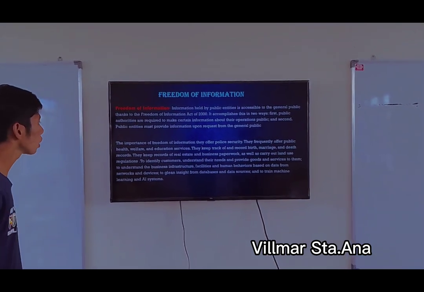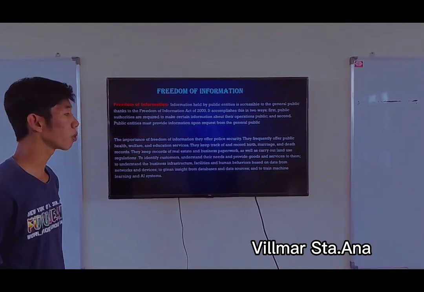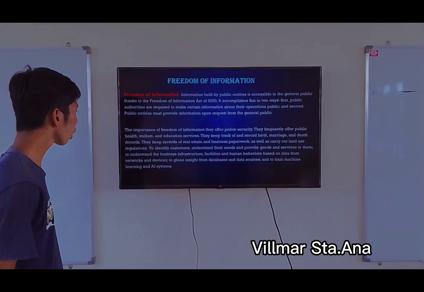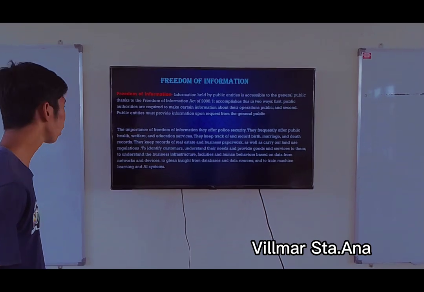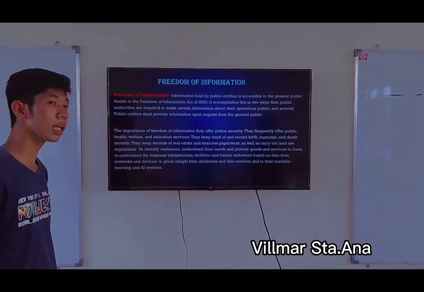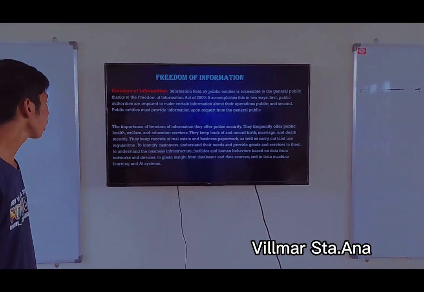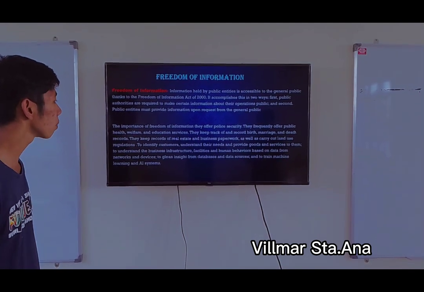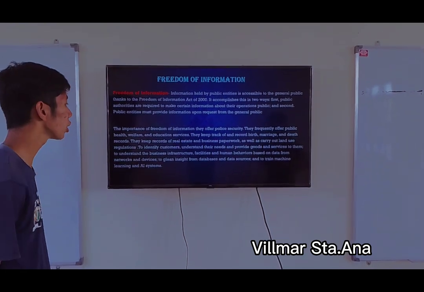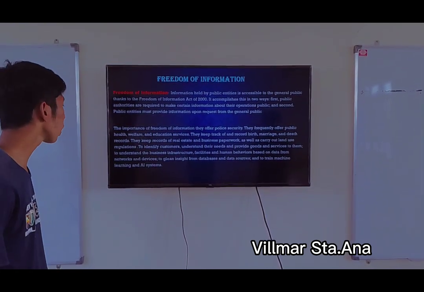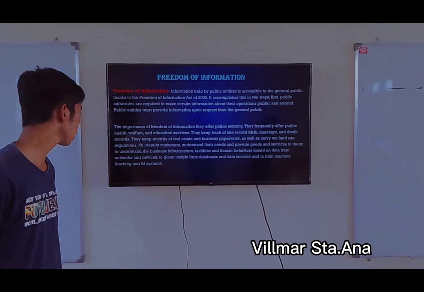The importance of freedom of information: public entities offer police security, and they frequently offer public health, welfare, and education services. They keep track of and record birth, marriage, and death records. They keep records of transactions and business paperwork, as well as carry out land use regulations. Data is used to identify customers, understand their needs, and provide goods and services to them; to understand the business infrastructure, facilities, and human behaviors based on data from networks and devices; to glean insight from databases and data sources; and to train machine learning and AI systems.